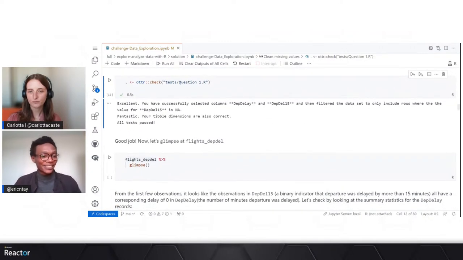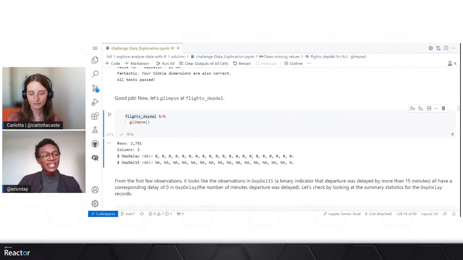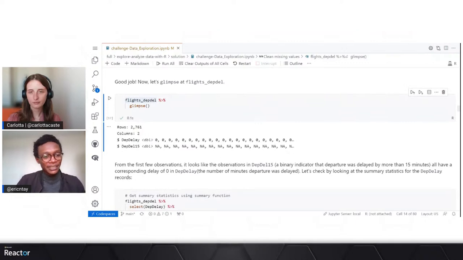Again, as Carlotta gave us the tip, we can glimpse at our data to bring it in a more transposed way. So with the output of the glimpse function, we have some variables displayed, probably the first 10 or 15 variables. And it's really interesting here, because in these two columns, the departure delay is zero, meaning the flight was delayed by 0 minutes. And yet the departure delay 15 is a missing value.